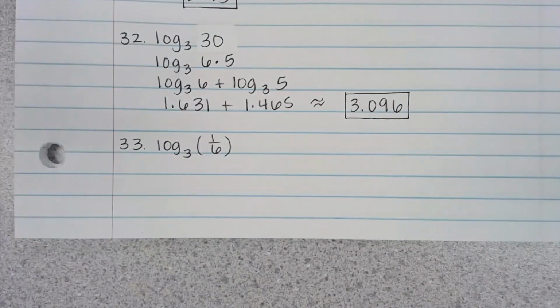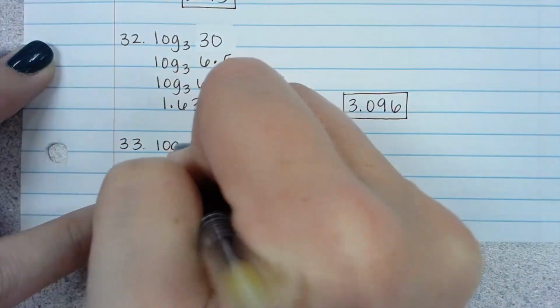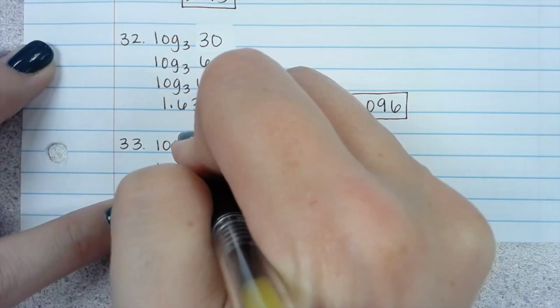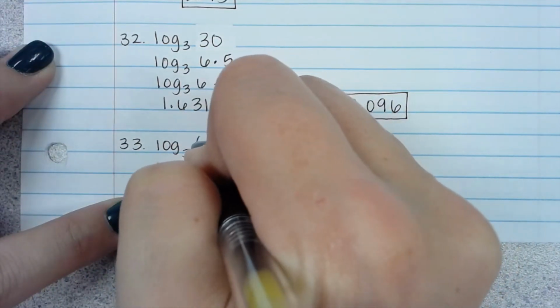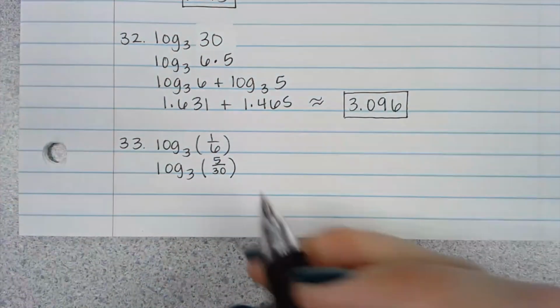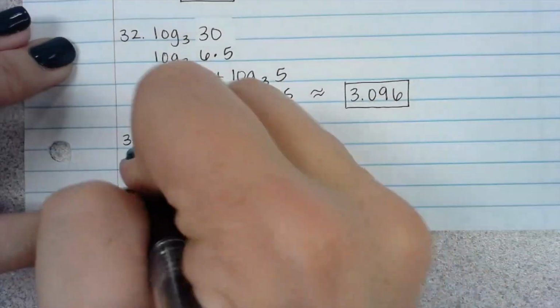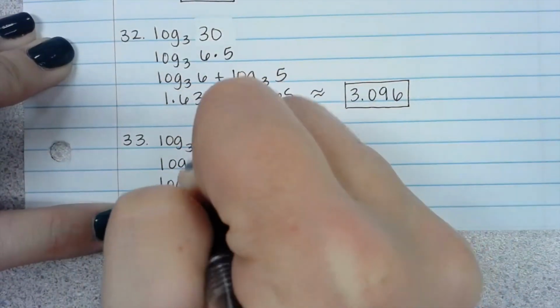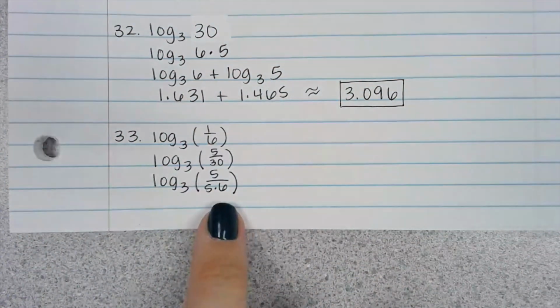So you might think about what numbers could simplify to give you 1 over 6. That's a way to start the question. You could write log base 3 of 1 over 6 as log base 3 of 5 over 30, because 5 over 30 is going to reduce to give you 1 over 6, but then 5 over 30 would be written in this manner.